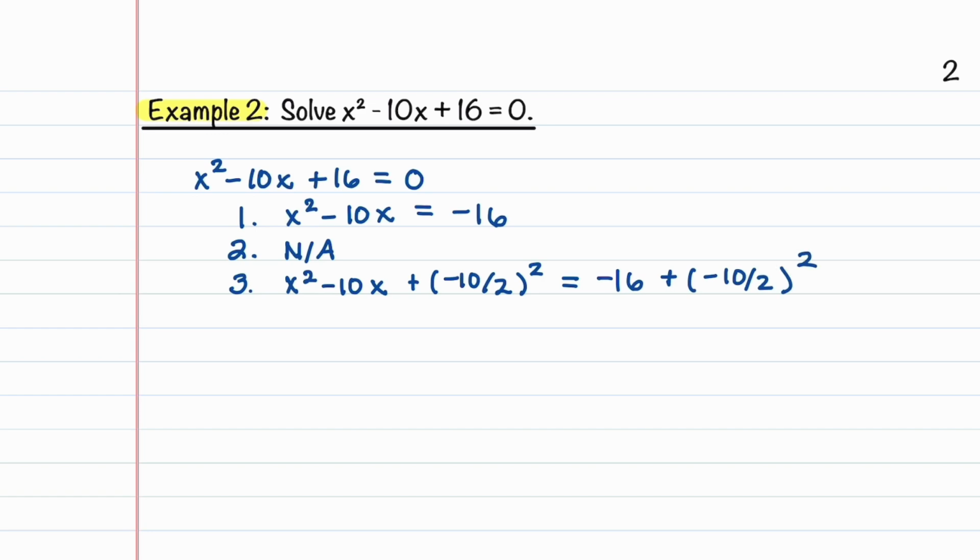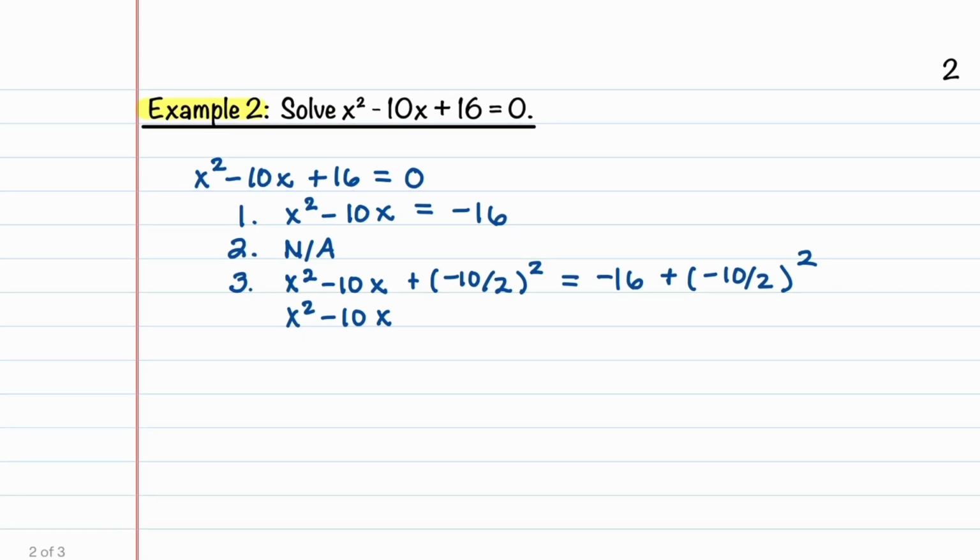Now we're going to simplify. We have x squared minus 10x. Minus 10 divided by 2 is minus 5 quantity squared. So we're going to write that as minus 5 squared. Remember, we're not going to square it out. But then on the right-hand side, we are going to square it out. So we're going to get minus 5 squared, which is 25.